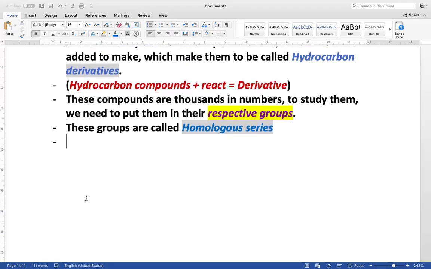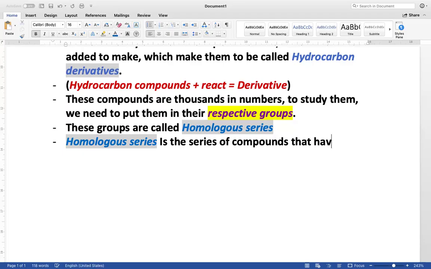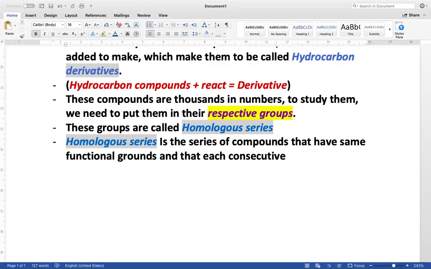So by definition, we'll say that a homologous series is a series of compounds that have the same functional groups, and each consecutive member differs by a CH2 unit.